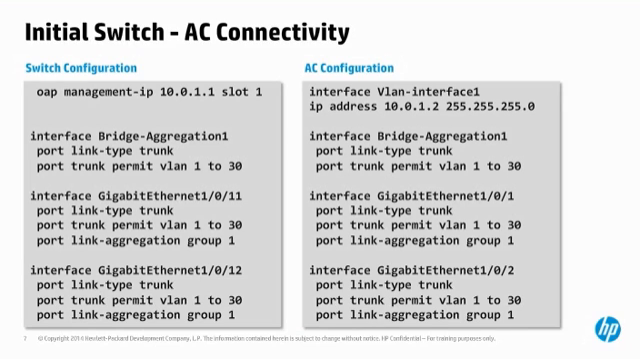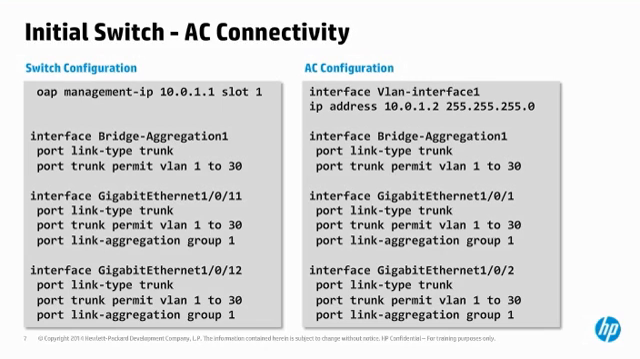The figure shows a typical example of that portion of the initial configuration used for connectivity between the switch and AC engines. The configuration of management interfaces is also shown at the top of each configuration. Beneath that, each device is configured with Interface Bridge Aggregation 1, set to trunking with appropriate VLANs permitted. Of course, these VLANs would need to be configured along with interface configurations.